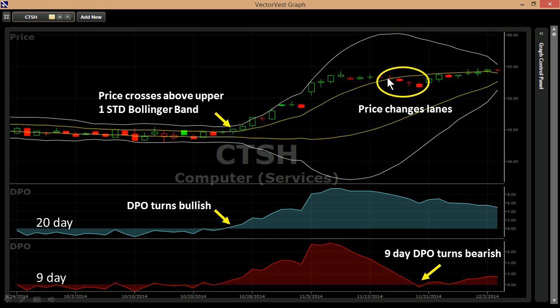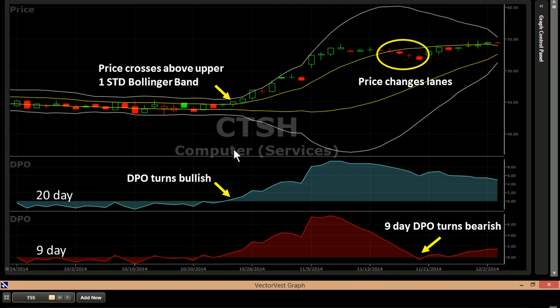Along with price crossing from the fast lane to the middle lane, once the 9-day DPO, which is the red indicator, turns bearish, that's your confirmation. That's your confirmation that you may again really want to move to the sidelines here and take profits off the table. And you can see what happened after that. The bands started to contract once again, which just let us know that volatility was beginning to decrease once again, like we saw back here early on before we entered into the stock.